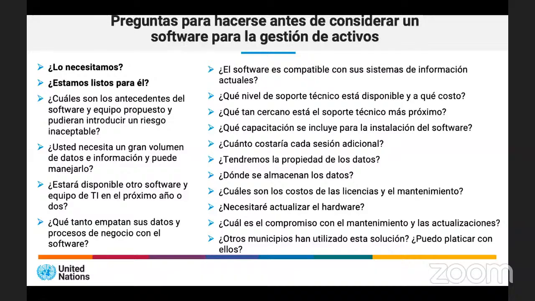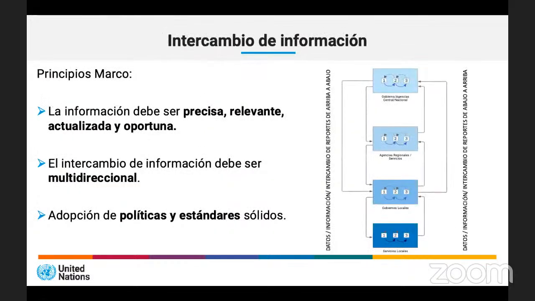All these questions you should ask before considering buying software. There's some principle. Next slide, please. Thank you. The issue is not what information technology software to be used, but what data information reporting should be developed for information and report sharing.